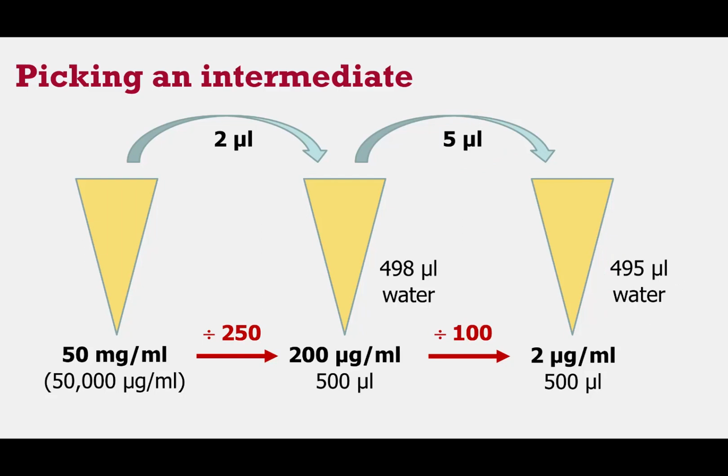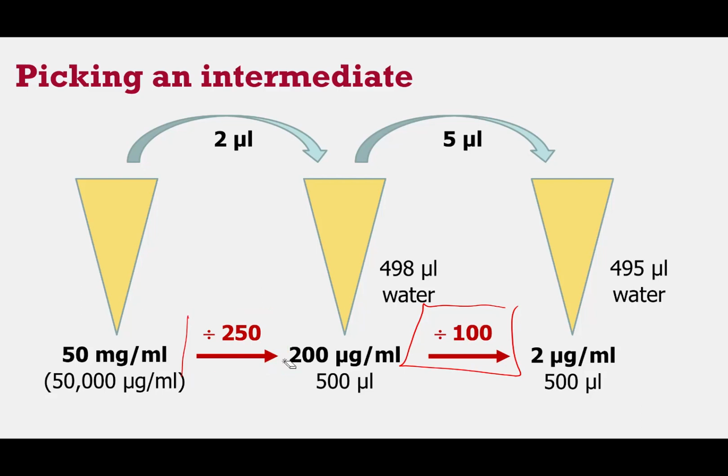Now, how am I going to get to my 200 microgram per mil intermediate in the first place? Well, this first dilution is a bigger step than the final second dilution, and that's useful if we've got an expensive material, because we're reducing the amount of waste material. If we'd made a larger amount to begin with, then we would have had more waste.